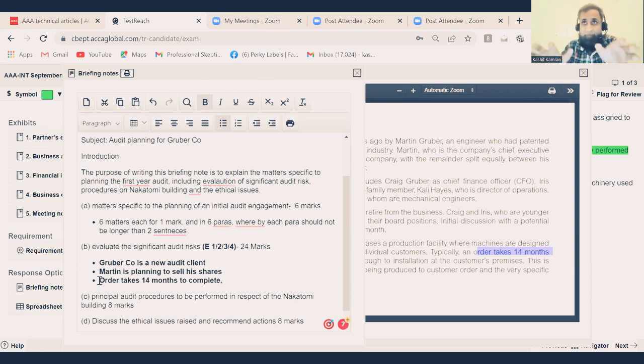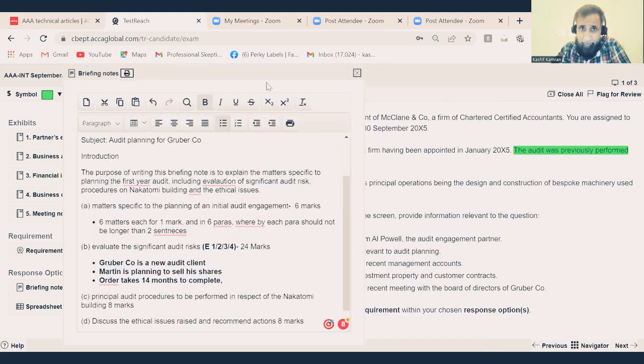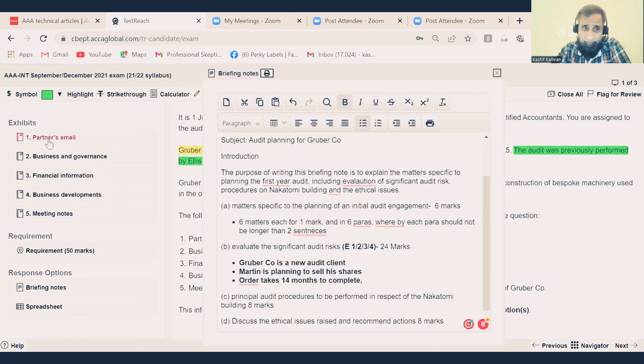So at what time will you record the revenue? At the start of the order or when it has been installed at the customer premises? I think the performance obligation is met when it is installed at the premises of the customer because the risk and rewards are transferred or you have delivered the performance obligation. So order takes 14 months to complete, right? Exhibit number 2 done. Okay, let's open up the exhibit 3 now.